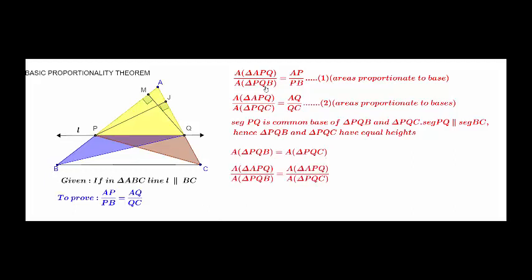Using these three statements, we find that in the first proportion, APQ upon PQB areas is equal to AP upon PB. So using these three statements, we can write this fourth statement, that area of triangle APQ upon area of triangle PQB is equal to area of triangle APQ upon area of triangle PQC. This statement leads to the conclusion that AP upon PB is equal to AQ upon QC, which are the ratios on the right hand side of the proportion. Thus, we are able to prove the basic proportionality theorem using the property of ratios of areas of triangles.